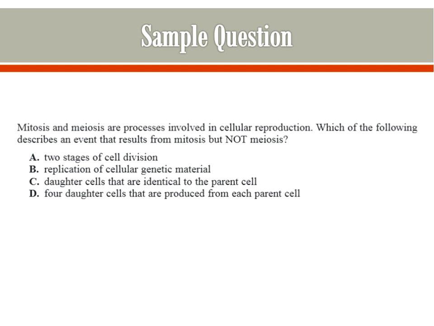All right, let's do another polling question, A, B, C, or D. Let's see how we do. Mitosis and meiosis are processes involved in cellular reproduction. Which of the following describes an event that results from mitosis but not meiosis? A, B, C, or D? Think about it. What is mitosis but not meiosis? Give you guys about 20 more seconds.